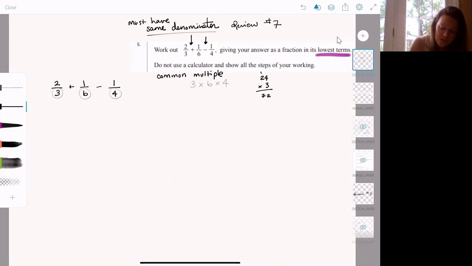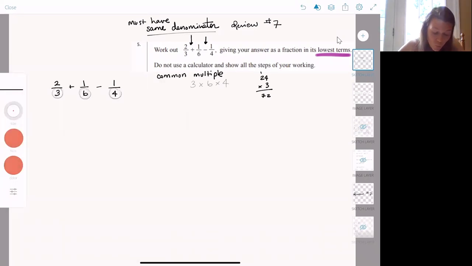And then I need to make sure that all of these bases are actually 72. But I don't want to change what the fraction itself is. So I'm going to multiply the top and bottom, numerator and denominator, by the same number to get to 72 on the bottom. So here, when I'm looking at this 3, what I need to multiply 3 by to get to 72 is the other two numbers, 4 and 6.